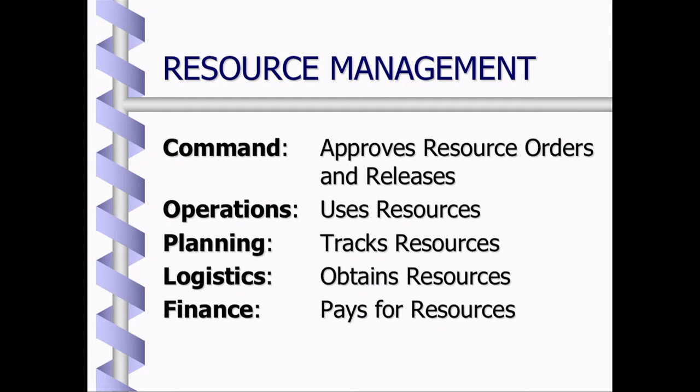So in a nutshell, command approves resource orders. So command says, I need something. And operation says, yeah, I'll use it. Planning says, well, we need to keep track of it. And it comes down to logistics. Logistics says, well, first of all, you don't have it yet, but when I get it for you, you can use it, and we can do what the command wants to do, and then planning, you can track it, and finance, you're going to pay for it. We want you to pay for it.